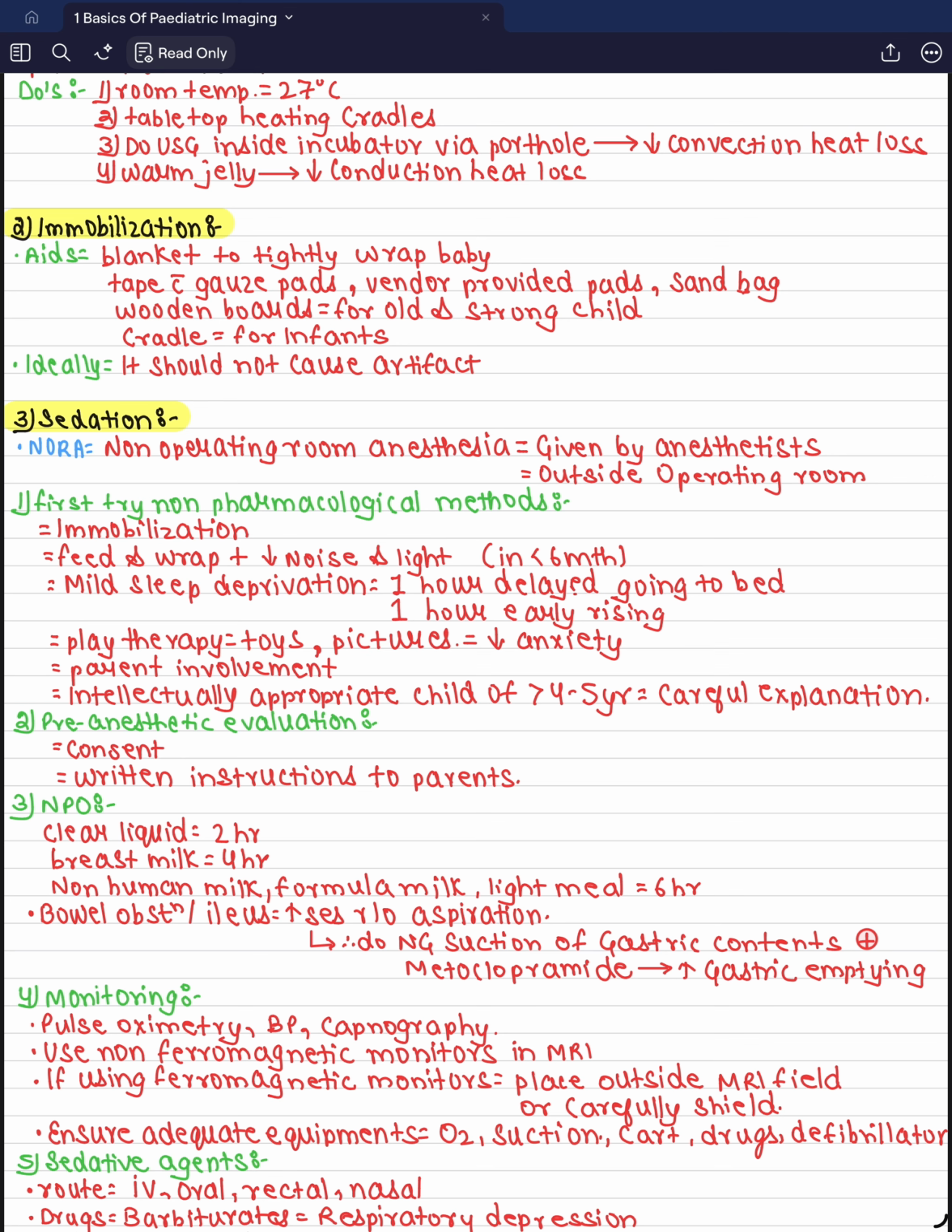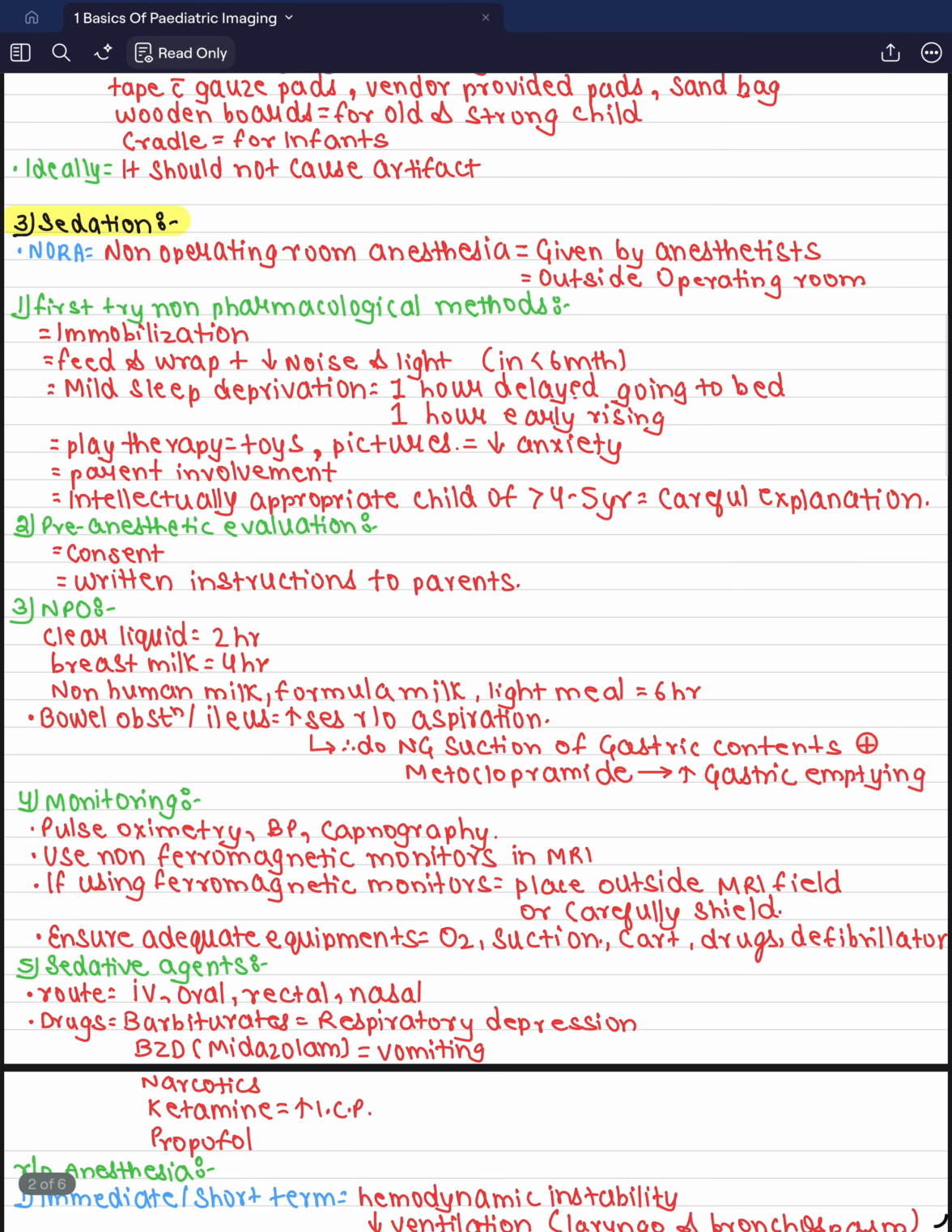Secondly, you can also use the help of parents. So you make them stand next to the baby while he is undergoing CT, and that's how you can immobilize the baby. And if the child is intellectually appropriate and understands what you are telling him, then in a child of usually 4 to 5 years or more, you can carefully explain to the child, please cooperate, and he may cooperate with you, and you can do the CT scan without sedation.